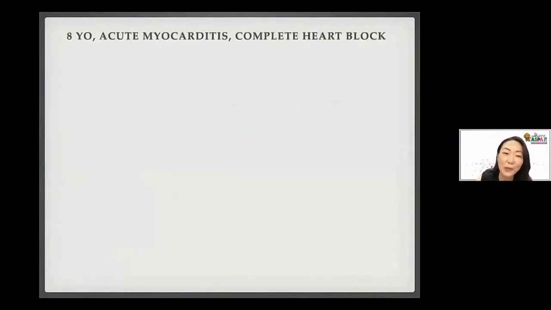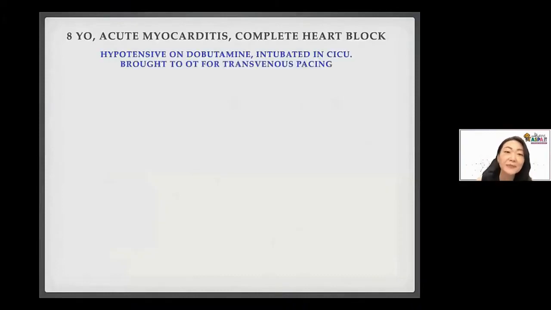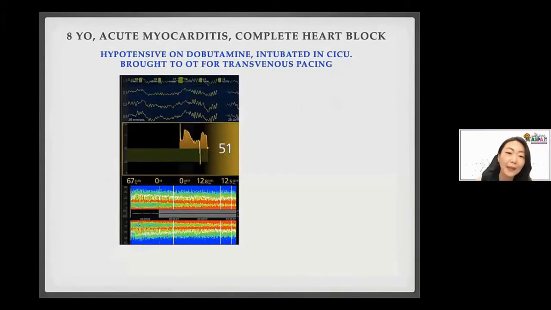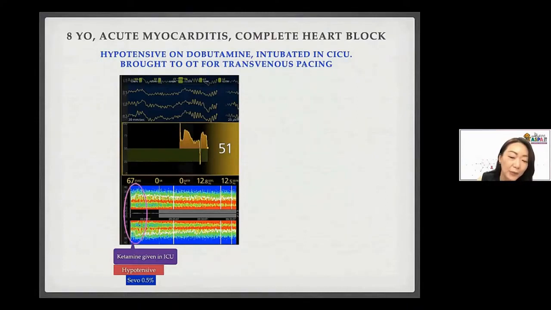Here we have an 8-year-old who presented with acute myocarditis and complete heart block. She was hypotensive on dobutamine. She was already intubated in the CICU, and she was brought to the OT for transvenous pacing. This is the screenshot of her spectrogram here. You can see she was given ketamine in the ICU for intubation because she was hypotensive. And then we saw this here.